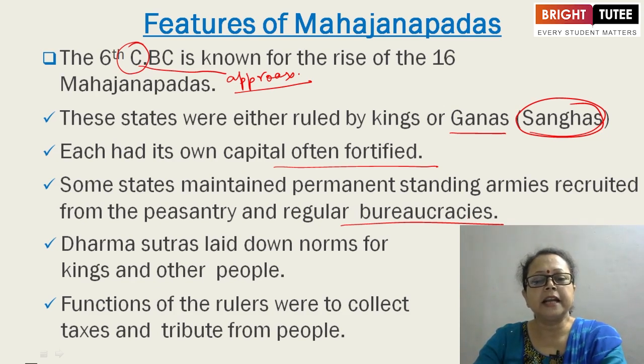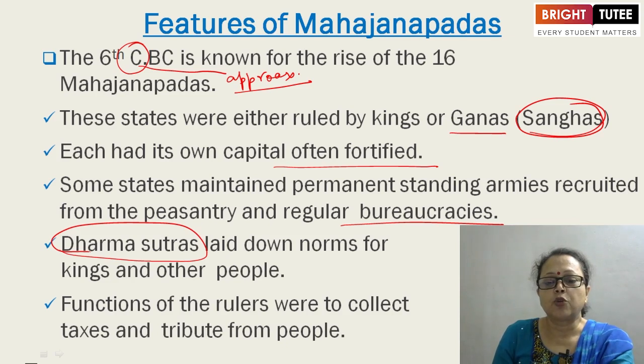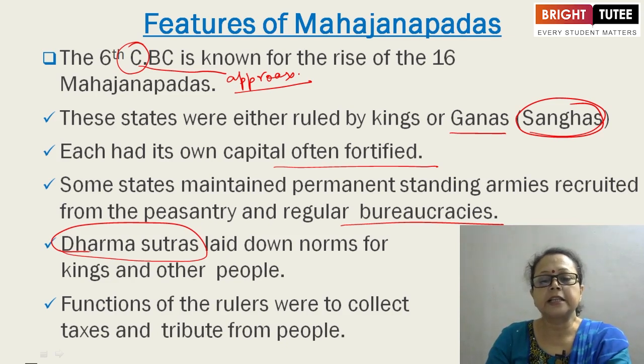Dharma Sutra laid down norms for kings and other people. This is a new concept developed in this 6th century BC. Who will be the ruler? How is the king supposed to rule or govern the state? Norms and rules were required. So these Dharma Sutras were developed, and entire norms, rules, and regulations were written in them. According to that, the king and the other people are governed.